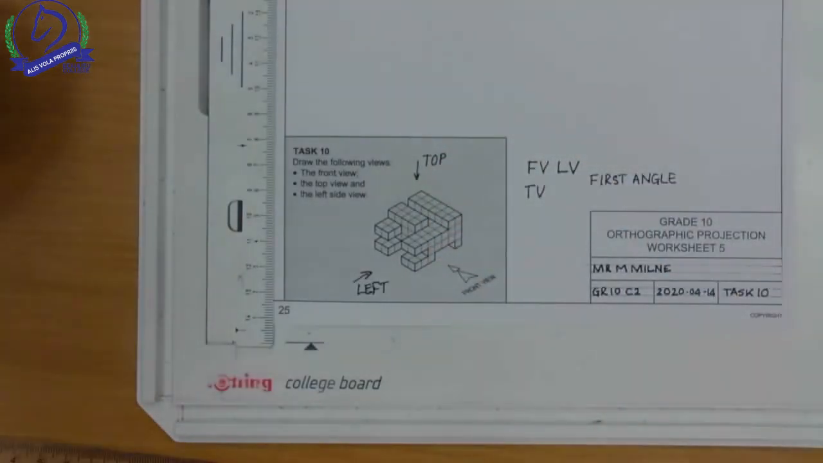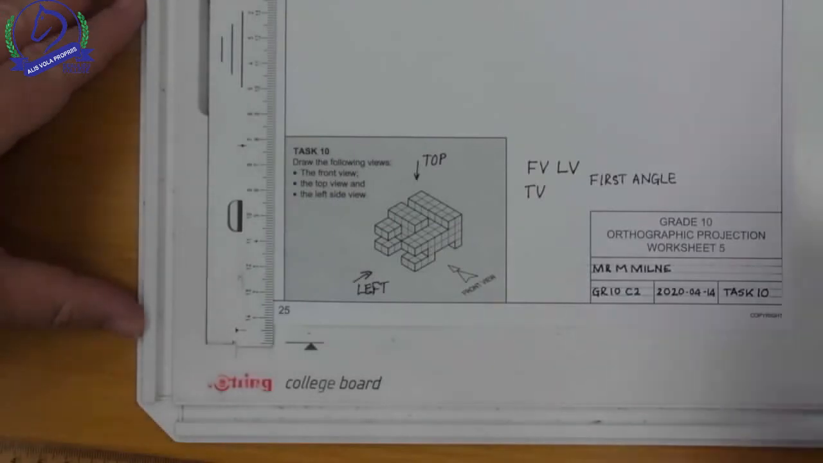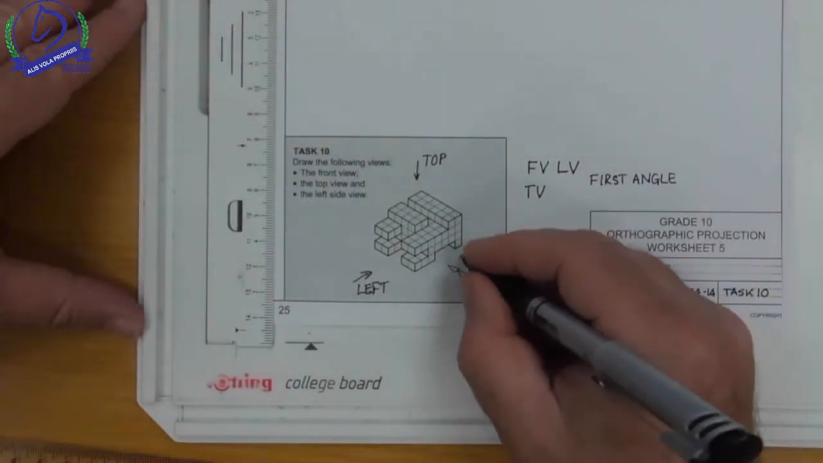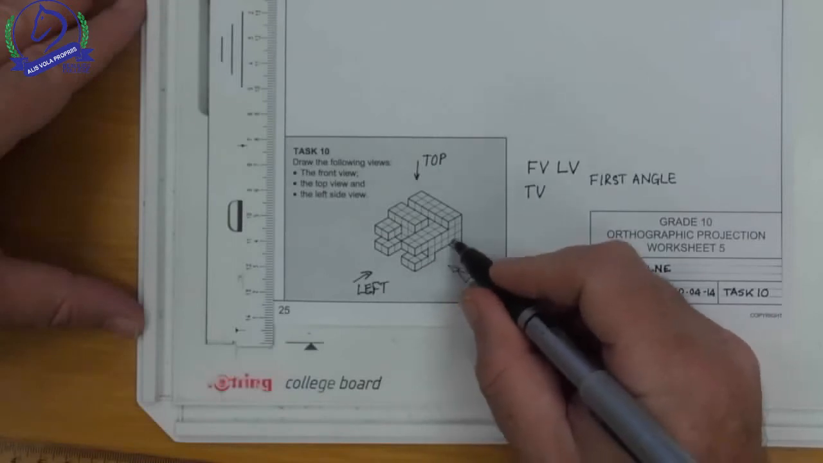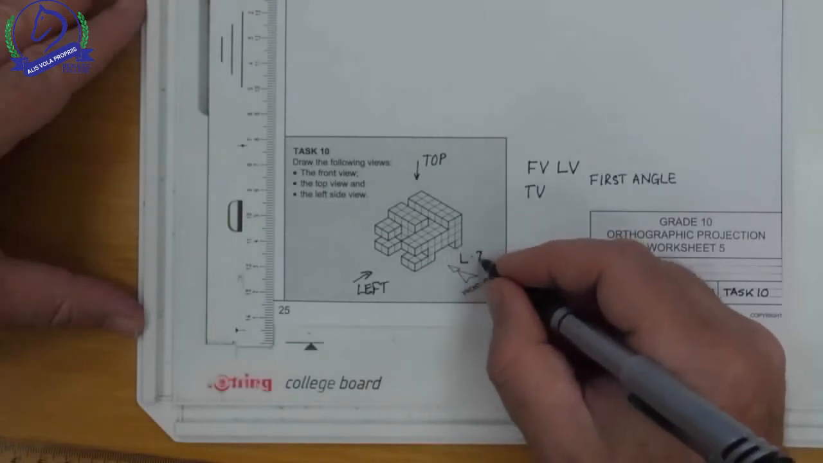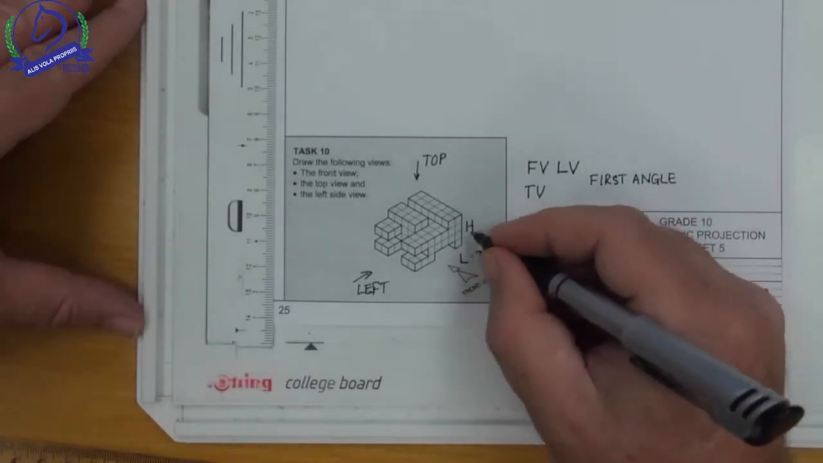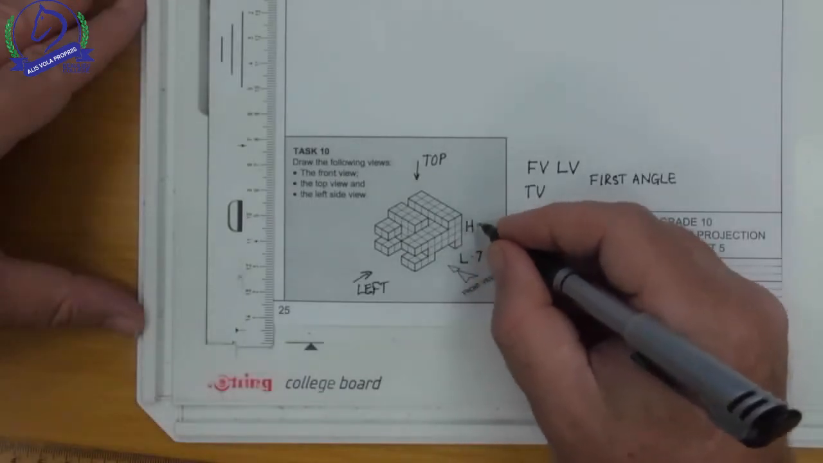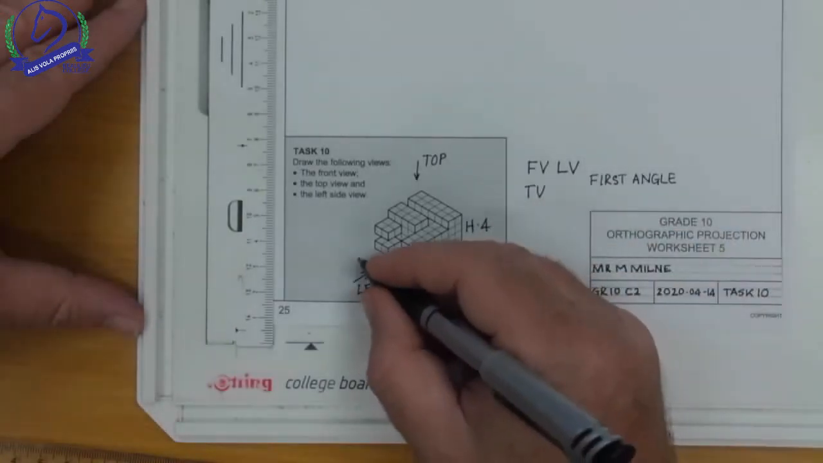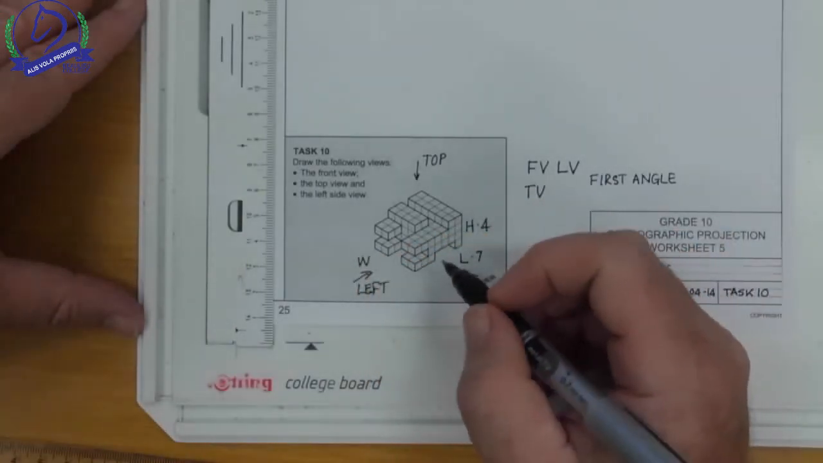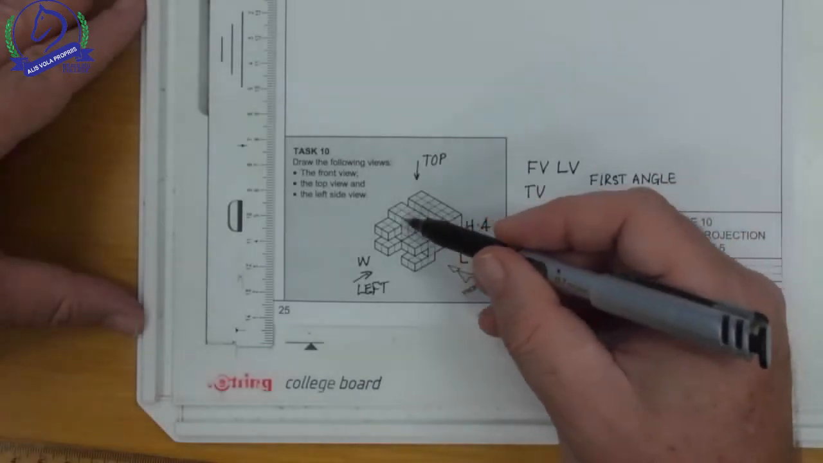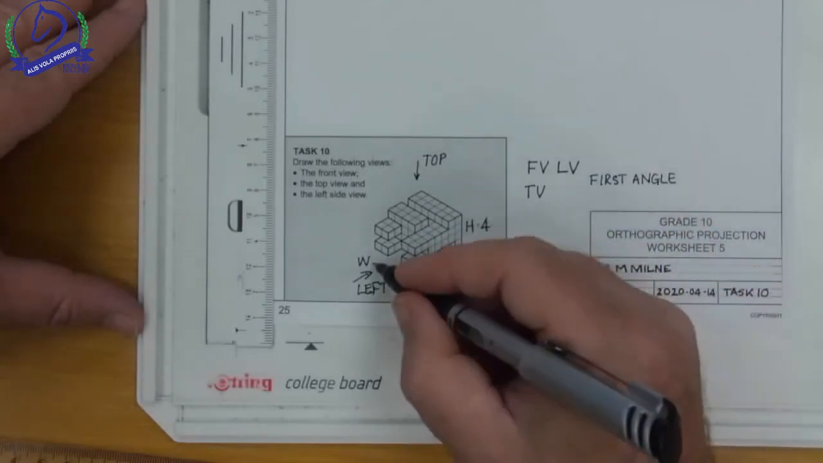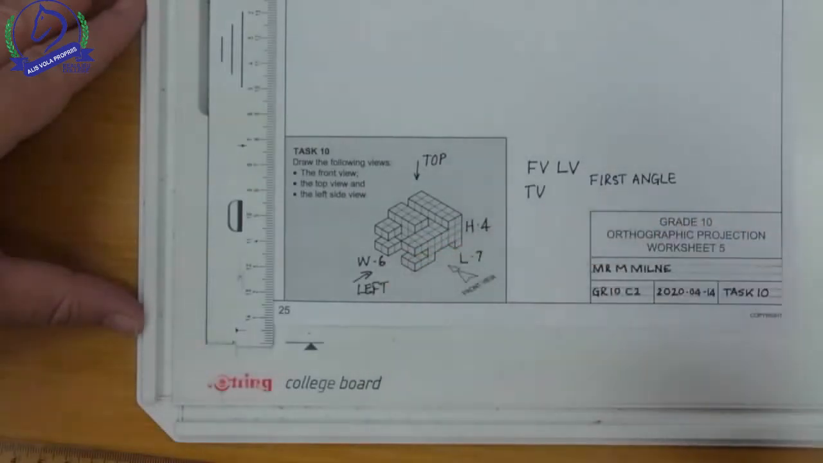Let's work out the different dimensions that we're going to need. In our front view, we're going to need the length dimension here. So we've got 7 blocks for length. Our height dimension here is 4 blocks. And the width dimension is quite confusing here. If we look across there, there's 4 blocks and another 2, meaning our overall width dimension is going to be 6 blocks.